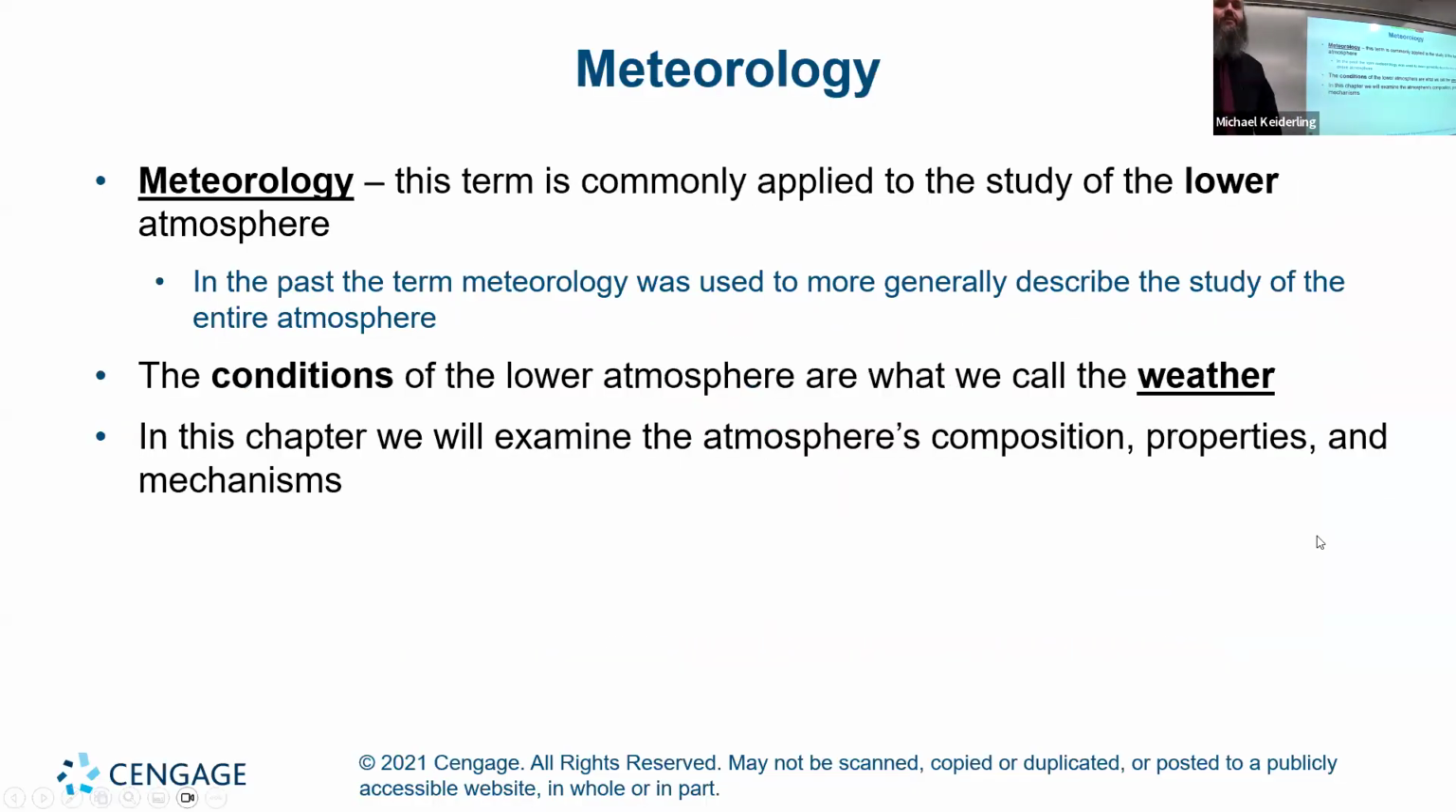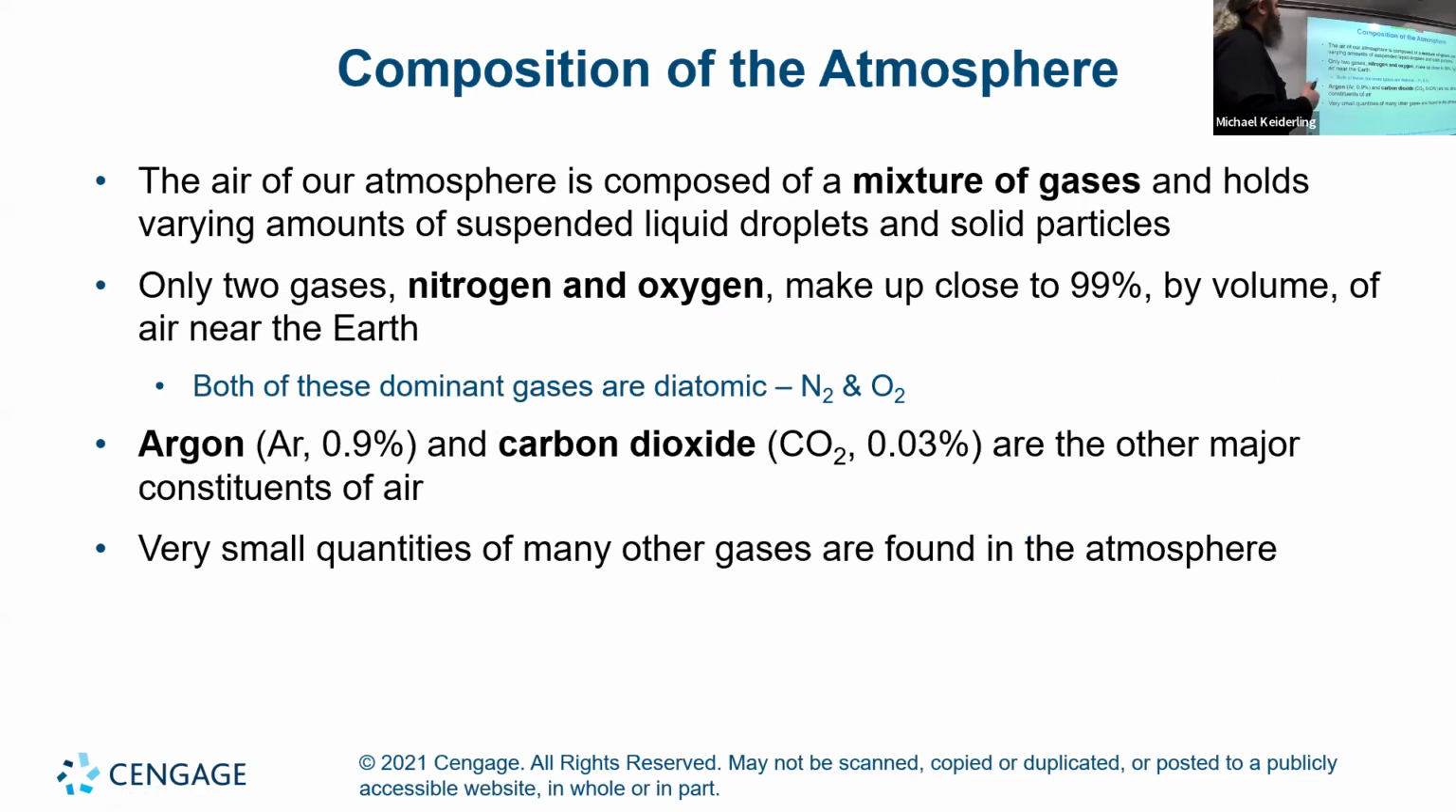So when we talk about weather, that's the conditions of the lowest part of the atmosphere. Weather happens in the bottom layer of the atmosphere. And we're going to talk about the composition of the atmosphere, its properties, and various mechanisms. So our atmosphere is a mixture of various gases, with various amounts, and holds varying amounts of suspended liquid droplets and solid particles.